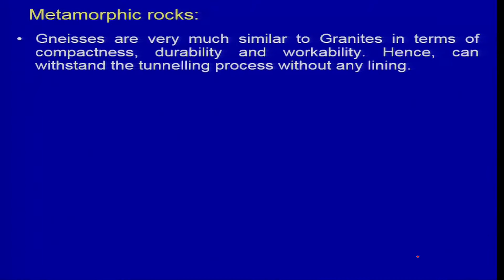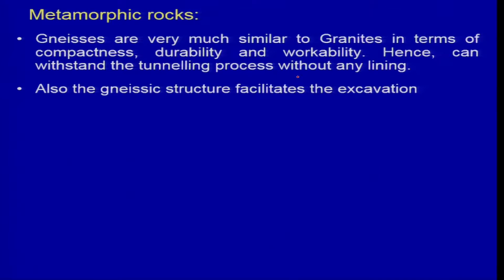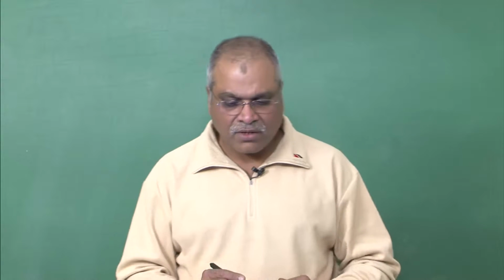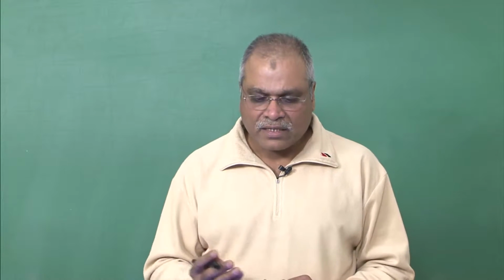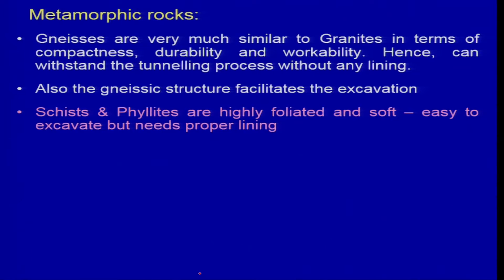Metamorphic rocks: if you look at gneiss mainly, which is similar to granite in terms of hardness or durability, it can withstand the tunneling process without lining. So if you are coming across gneiss, it is good. Also, gneiss structures facilitate excavation because they have some sort of structures which are seen in typical rocks. So that will allow you to excavate faster as compared to if you are coming across granites and all that. Schist and phyllites are highly foliated structures.